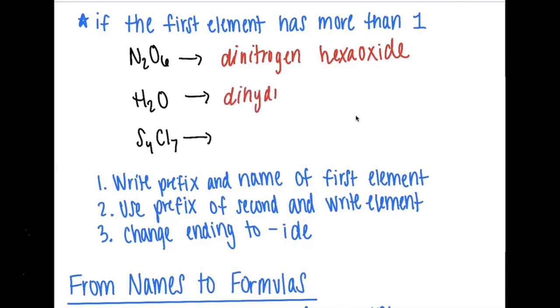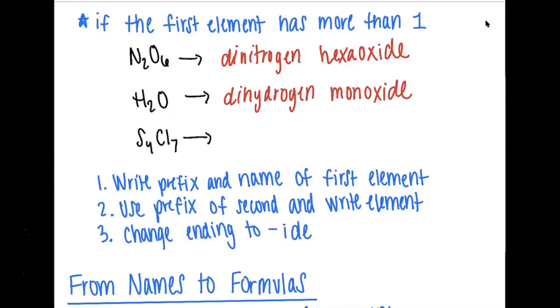Dihydrogen oxide. You're missing something. What's the prefix for 1? Mono. Monoxide. Yeah, perfect. With the second element, we cannot forget the prefix, okay? We cannot forget the prefix.